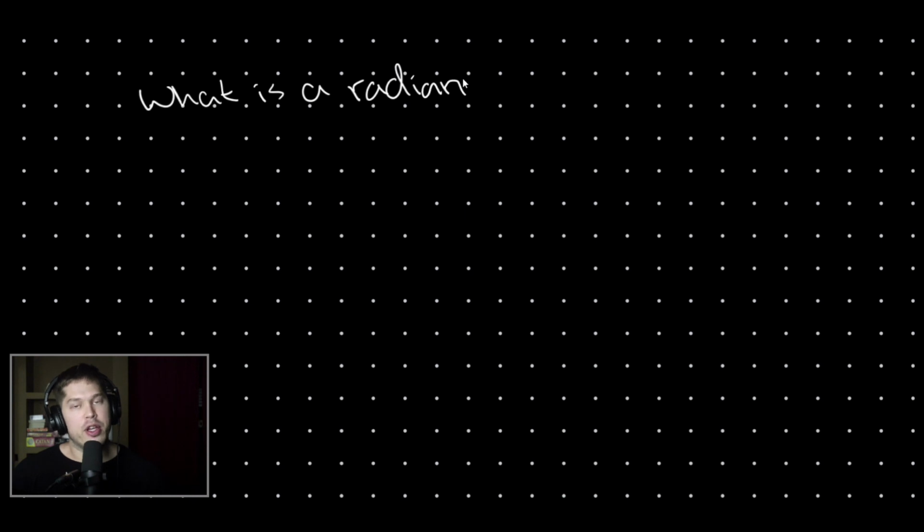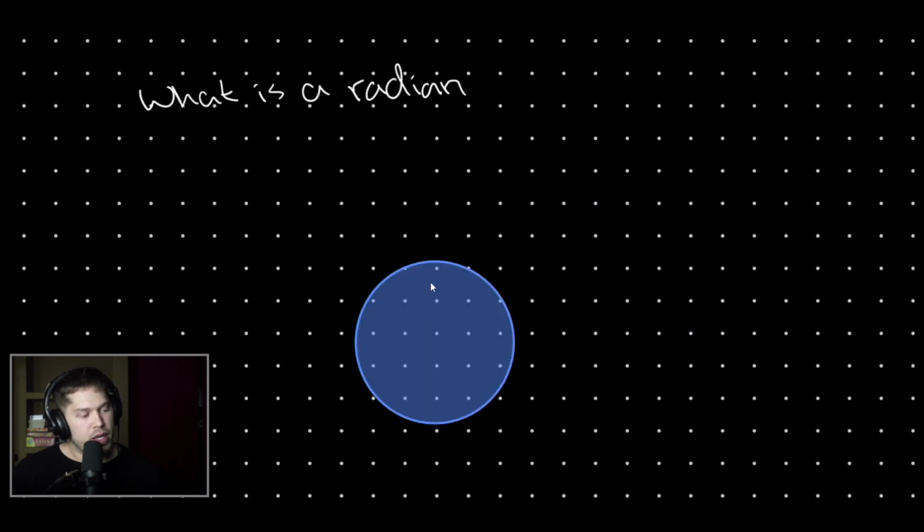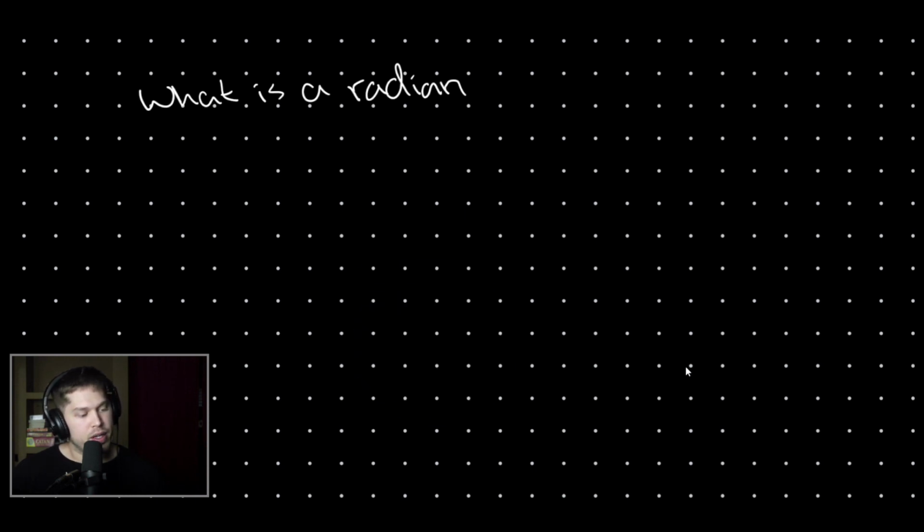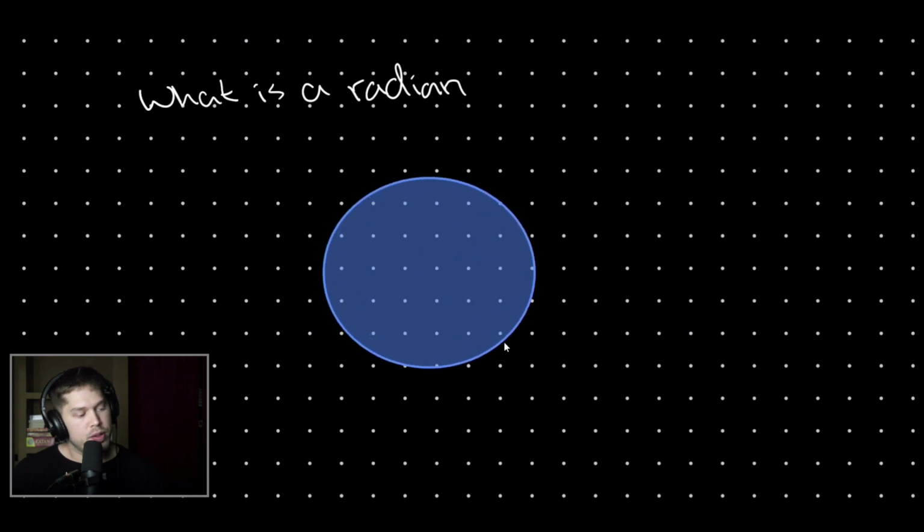So first of all, we kind of need to answer the question of, well, what is a radian? That's kind of important to know before we begin talking about how to convert between one and the other. So here, let's draw a circle.